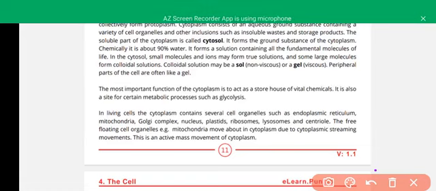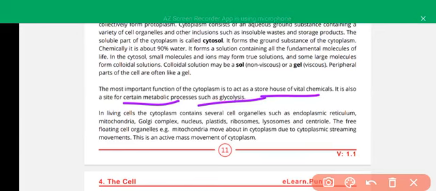They are moving in the cytoplasm around the nucleus because of the large density of the nucleus. It is actually in the center of the cell, and all other organelles are moving around, and this type of movement of the cytoplasm is called cyclosis. It is also responsible for the cyclosis movement of water molecules. The most important function of the cytoplasm is to act as a storehouse of vital chemicals. It is also a site for certain metabolic processes such as glycolysis.